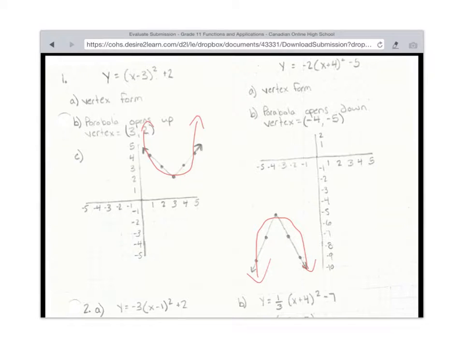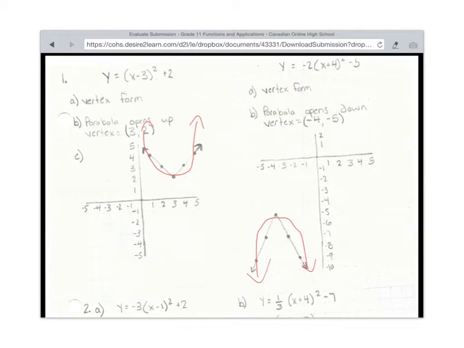Just a few little corrections that I wanted to go through with you. You're doing really well. I've just drawn little sort of more U-shaped parabolas over top of your V-shaped ones. You have to be really careful because the V shape is actually the graph of another function. It's the graph of the absolute value function. When you're drawing a parabola, it has to be a nice smooth curve in a U shape.